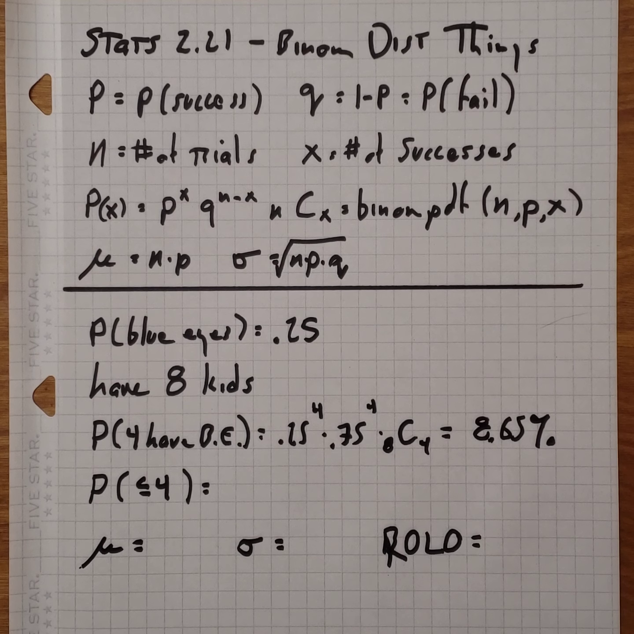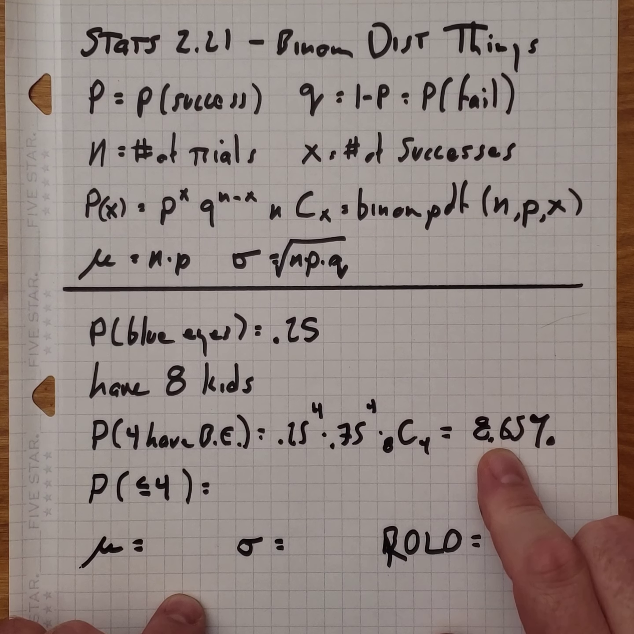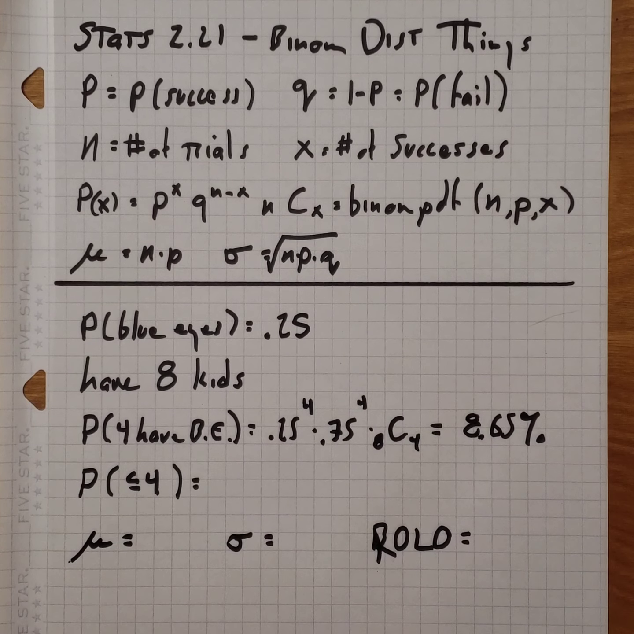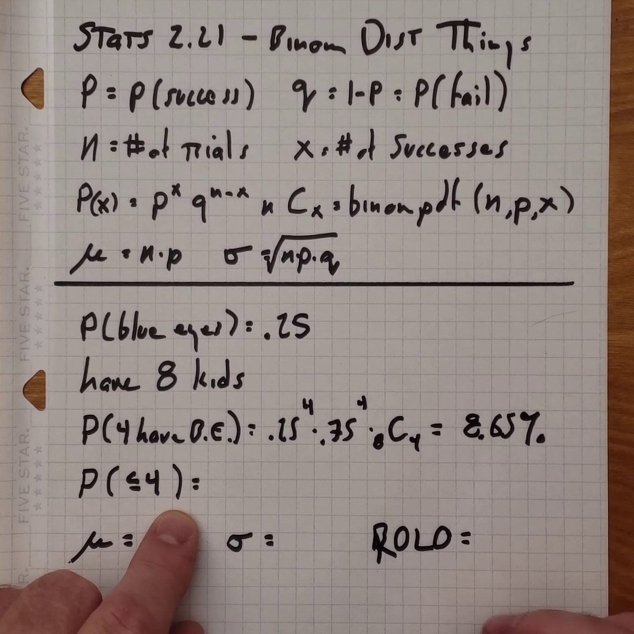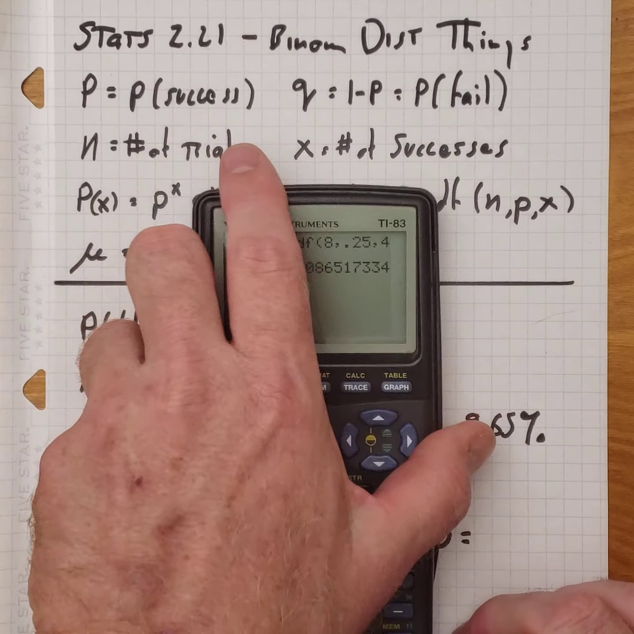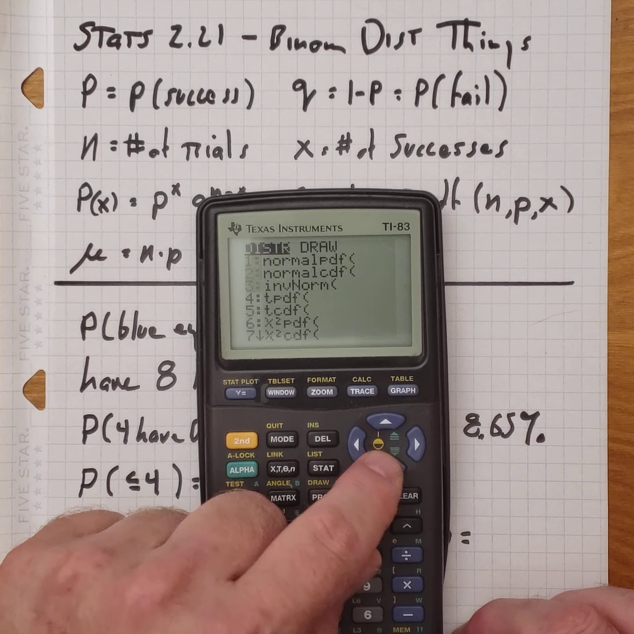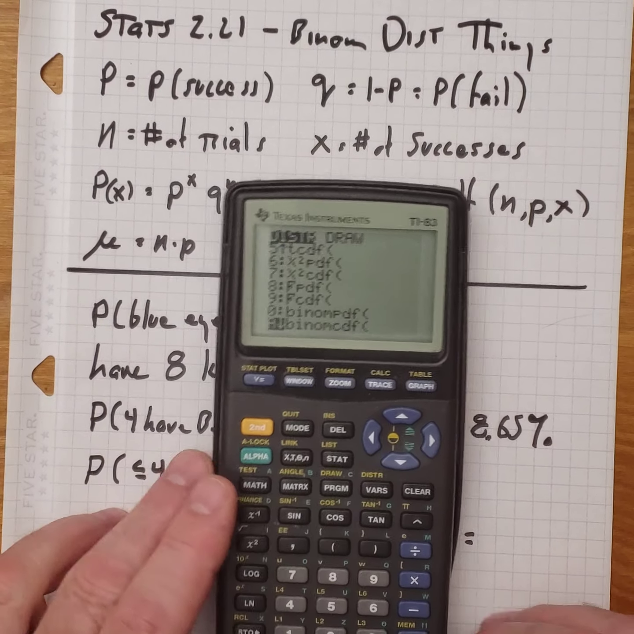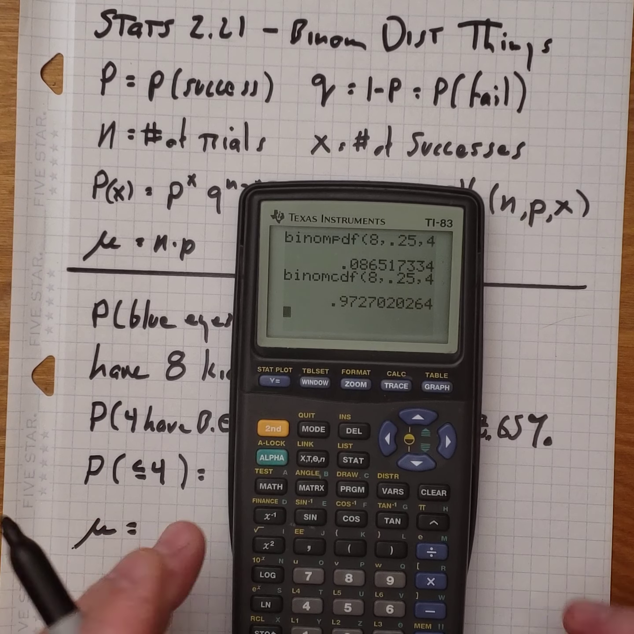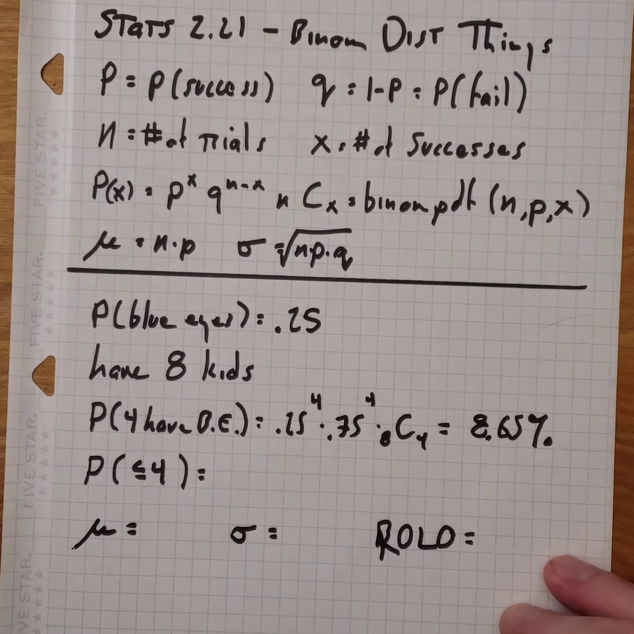Okay, so you have 8 kids with a 25% chance for each kid. The likelihood that exactly 4 of them will have blue eyes is about 8% of the time, or 0.08, depending on whether you prefer decimals or percents. What about the probability of fewer than 4, or up to and equal to 4: 0, 1, 2, 3, or 4? That's the same thing, except we go with binomial CDF for cumulative. 8 kids, probability of 0.25, comma 4. This will give us less than or equal to 4, and that's 97.3%.